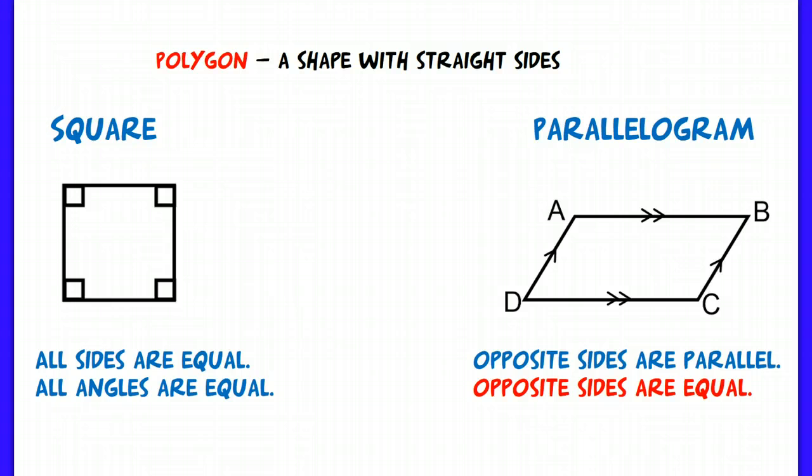Now we're going to start talking about polygons. Now a polygon is just a shape with straight sides. So I'm sure you're familiar with a square. This is a shape that you've probably seen for a long time, but I just want to reiterate some of the things that you know about a square. One, all sides of a square are equal.